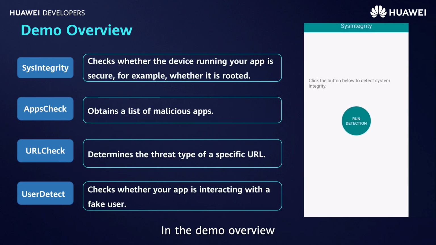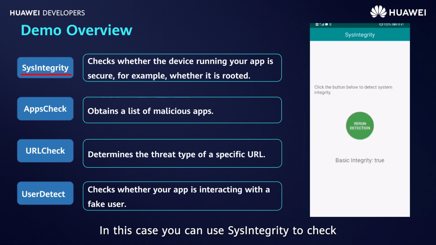In the demo overview, we introduce 4 application scenarios corresponding to the 4 sets of APIs. Let's first look at the SysIntegrity API. If your app involves operations, such as payment or core service operations, with high security requirements, you need to ensure that the environment running your app is secure. In this case, you can use SysIntegrity to check whether the device running your app is secure. For example, whether it is rooted. If the device is rooted, some backdoors and Trojan horses may be embedded in the system, leading to data leakage.